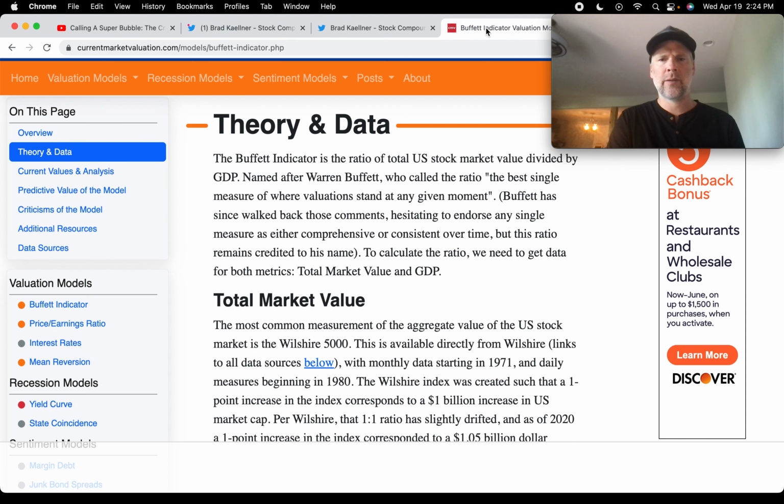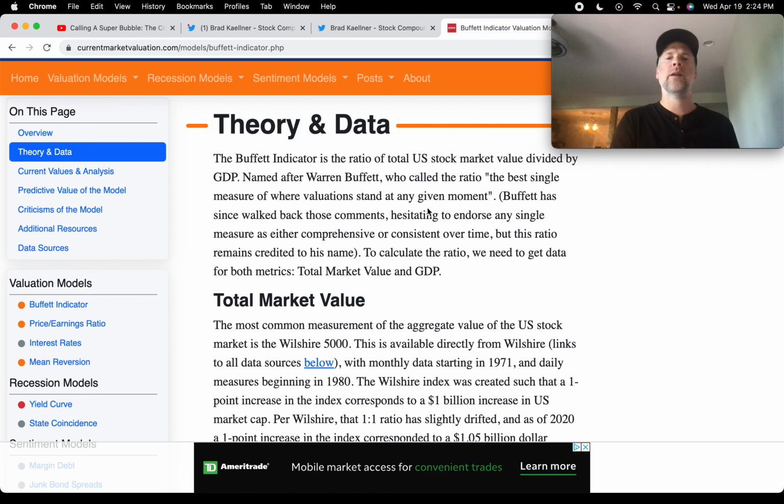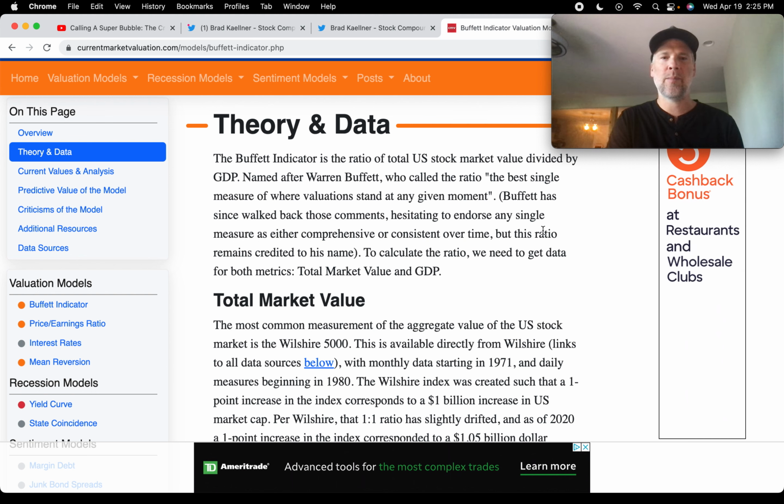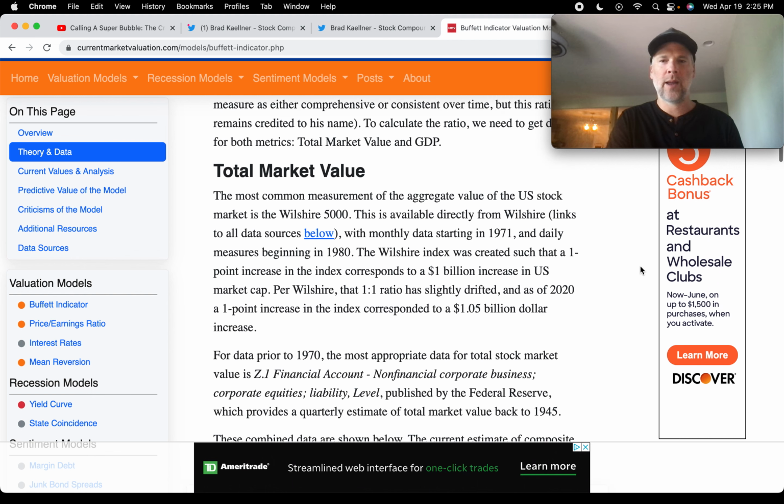And I just want to point to what Grantham is referring to, how these things really stand out if you're looking at the data. So the Buffett indicator, some of you might be familiar, the ratio of the total U.S. stock market value divided by gross domestic product. This was named after Buffett, who called the measure the single best measure of where valuations stand at any given moment. It looks like he's walked those comments back since then. But Buffett basically didn't want to endorse a single measure. But we're going to take a look at it.